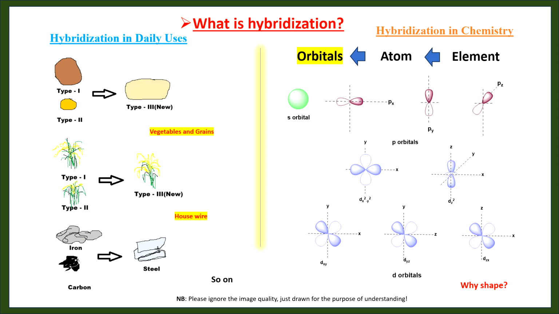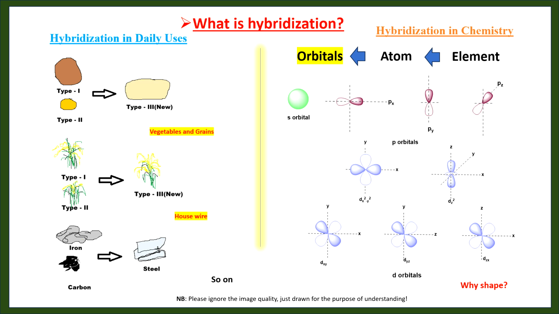Now, what is hybridization? In our everyday life, we have different vegetables and grains that are hybrid. Generally, how are they made? When two different species are genetically mixed together, a new type of species originates, called a hybrid species. Similarly, steel is a hybrid material made by using iron and carbon, and there are so many materials or species in our everyday life that are hybrid in nature. Similarly, in chemistry also we have the hybridization concept.